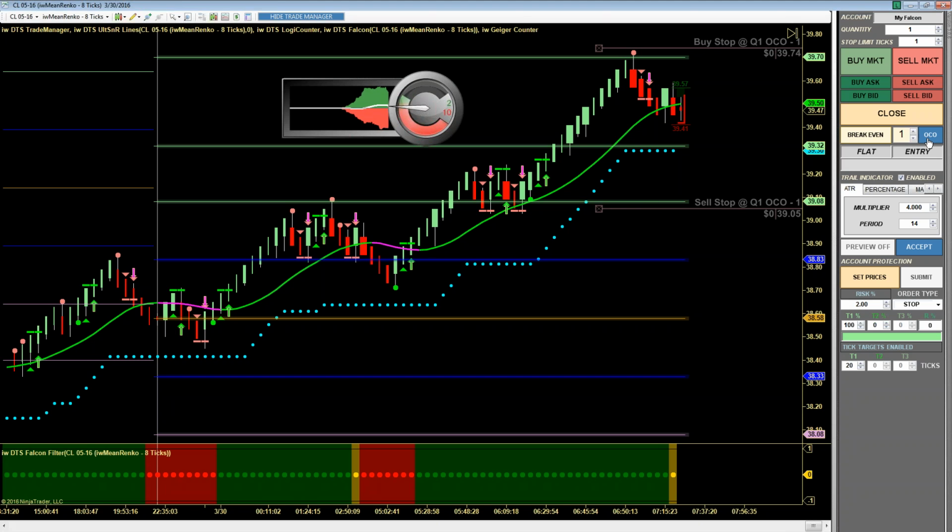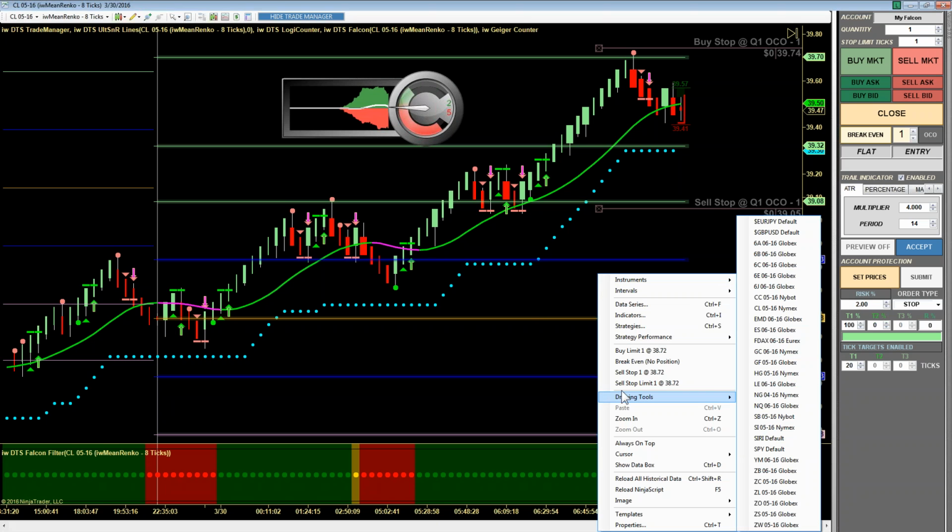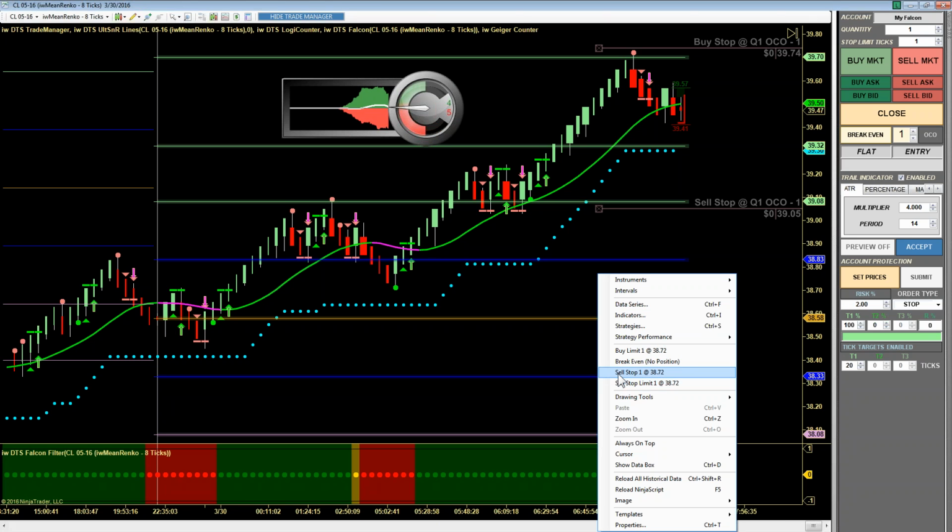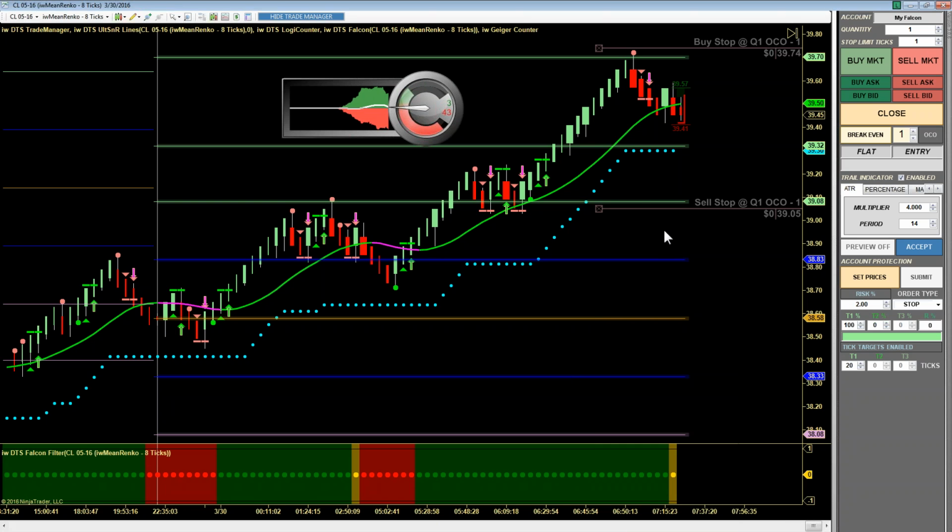Robert's asking, how do you set the OCO? The OCO button is right here. So you toggle it on and off. When it's on, it's blue. When it's off, it's gray. And then you simply right-click on your chart and you select your buy or sell orders. And again, those orders will be live the moment you put them on your chart, so you can adjust them. And you need to be a little careful with them that you don't place them too close.